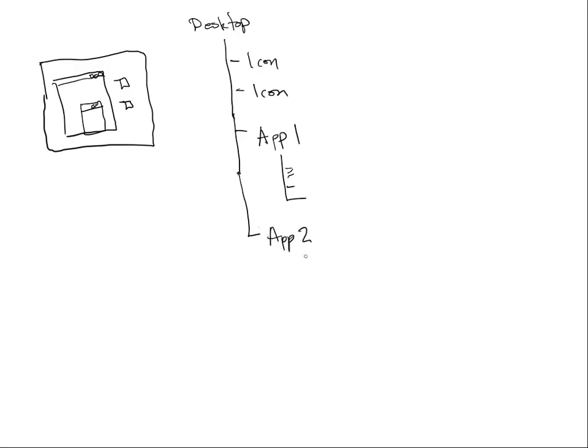And so you might have desktop, right? And then you have the items on here. So let's say you have the icon, and you have the other icon, these two things right here. And then you have your app, and inside your app are a bunch of different UI elements as well. We'll call this app 1. And then you have the other app as well, app 2, and it's going to have a bunch of UI elements that make up that application.